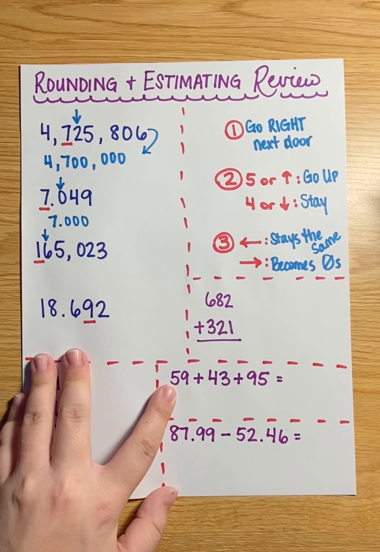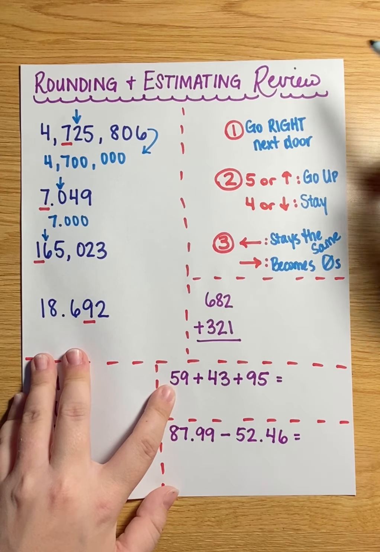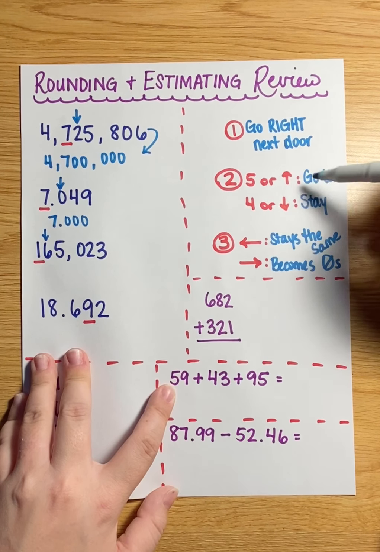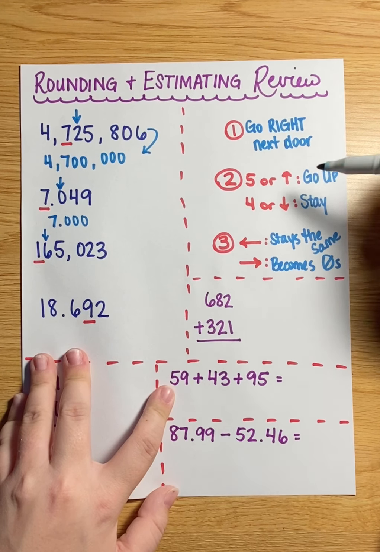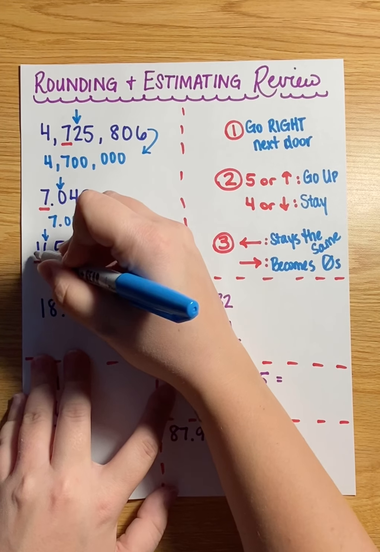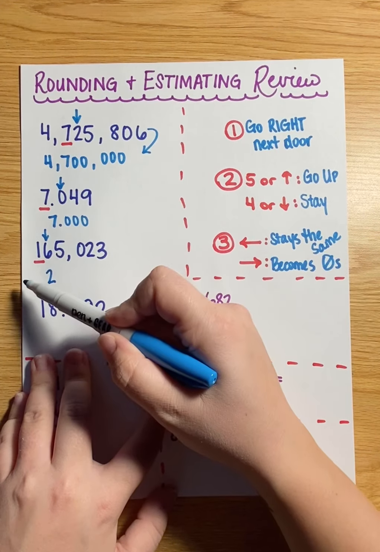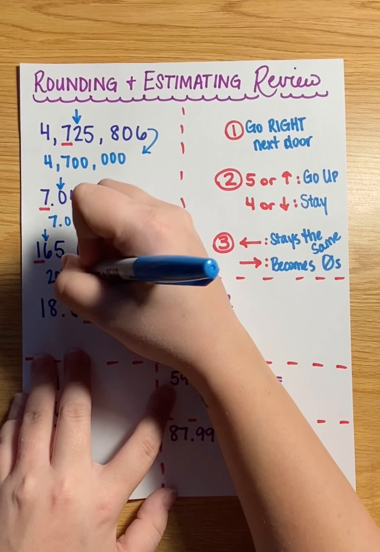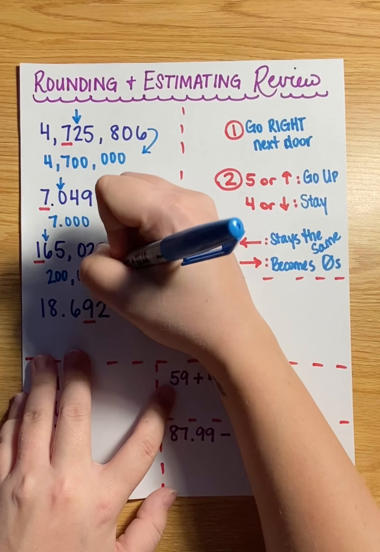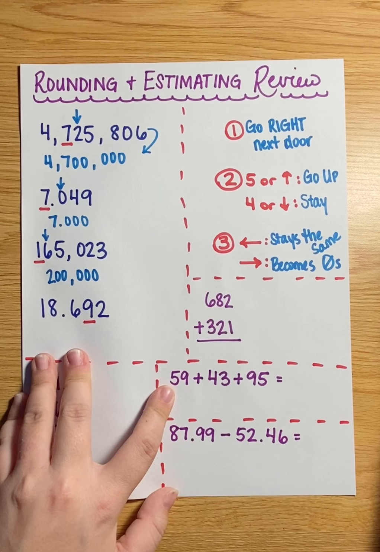Here we go. I go to the right, go right next door. 6 is 5 or larger, so my underlined number needs to go up. So my 1 is going to go to 2. Everything to the left stays the same. Everything to the right becomes zeros.